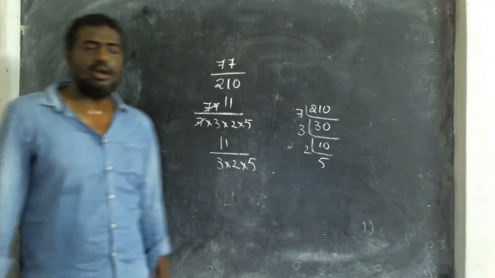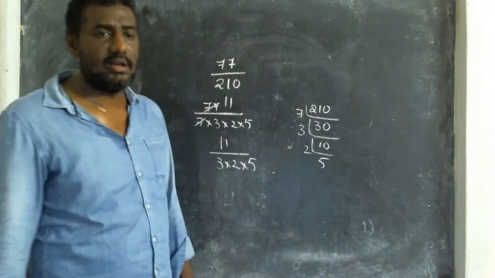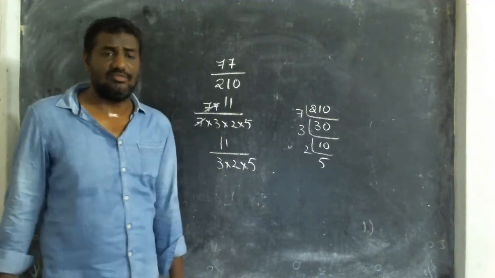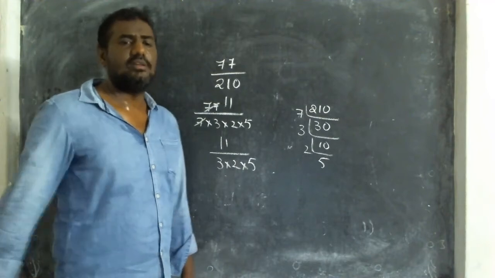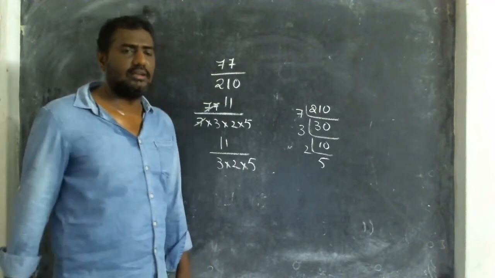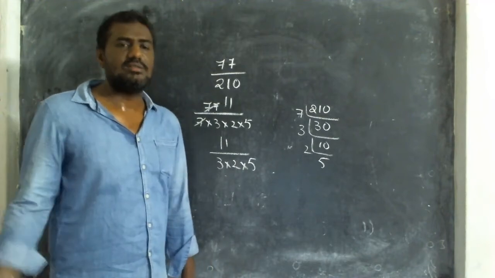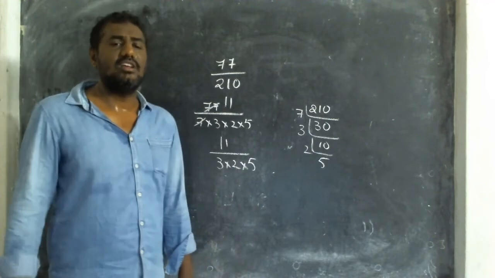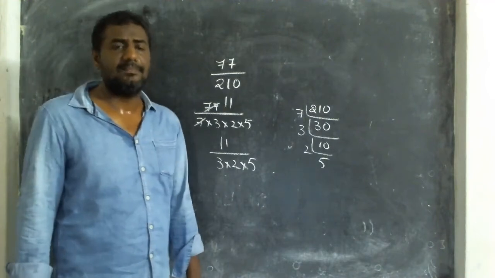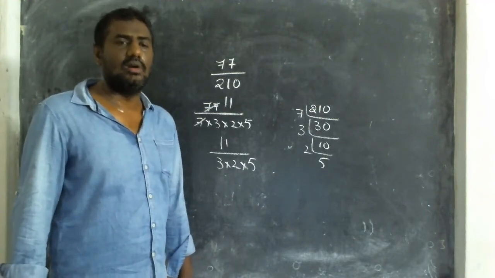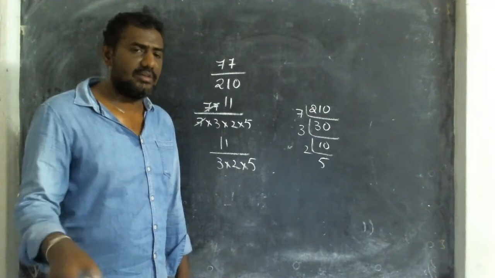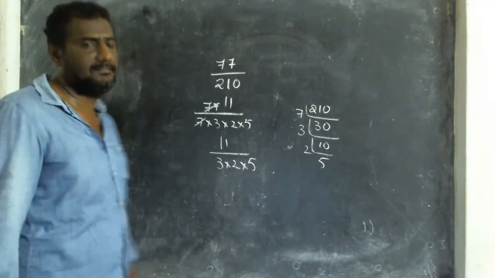I hope that you all have understood the first Roman and second Roman. Third Roman you can do by yourself. Third Roman is also the same. Take the problem, write the prime factorization of the denominator, check whether it is terminating or non-terminating. If it is terminating, you have to convert into decimal.